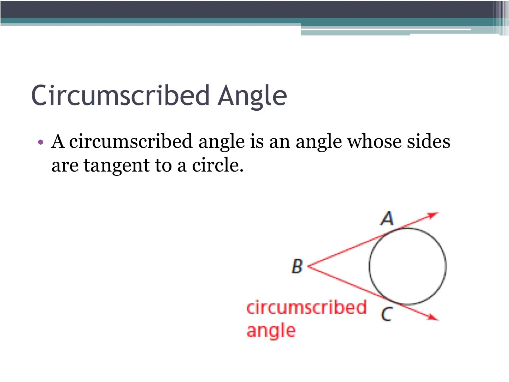We have circumscribed angles as well. A circumscribed angle is an angle whose sides are tangent to a circle. Just as an example, this is the circumscribed angle. It lies outside of the circle, but its sides are tangent to the circle.